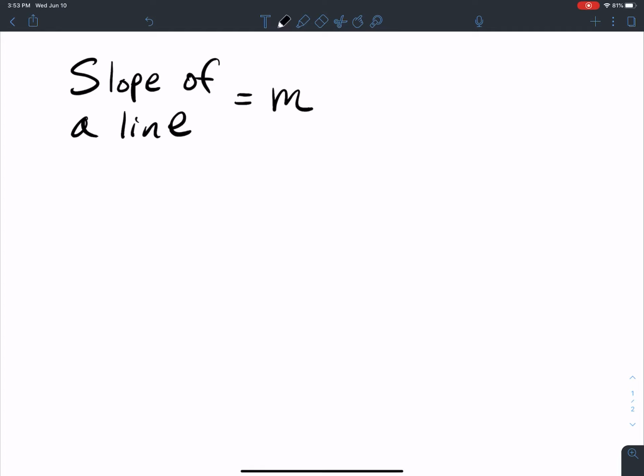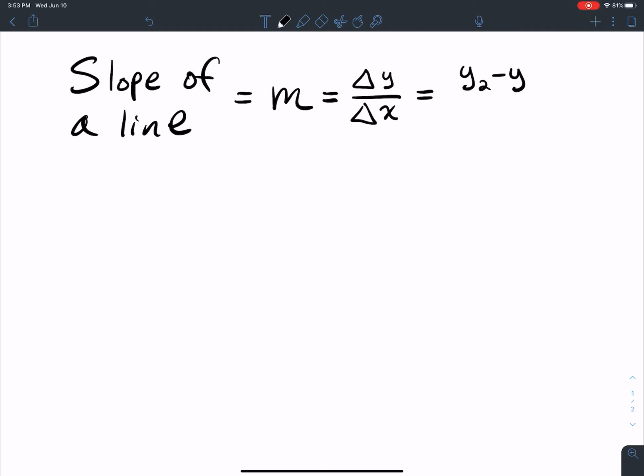Slope of a line, letter M. One very important concept in mathematics is slope. It has a very close relationship with the rate of change. M is defined to be the change in y divided by the change in x. The formula is y2 minus y1 divided by x2 minus x1. This is the rise divided by the run. It's the rise over the run.